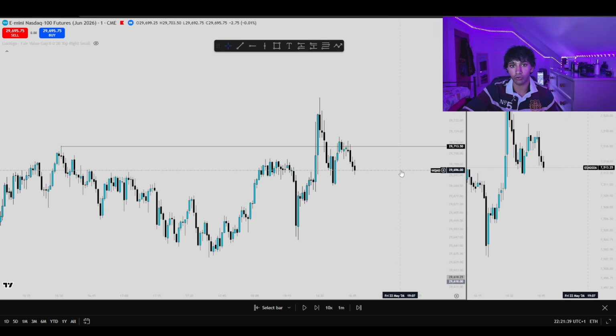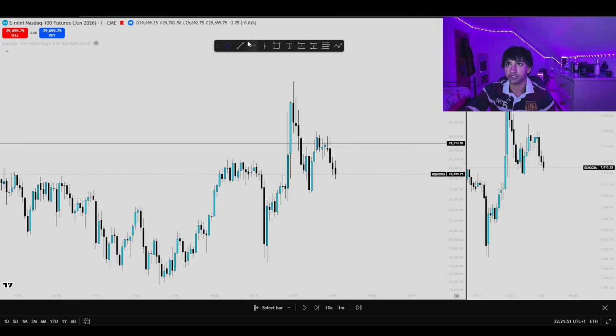What I know from the PM macro is that when it offers a model coming into the session, the macro is absolutely beautiful. The delivery is out of this world. We've got a shift lower in market structure on NQ. We've got a shift lower on ES.